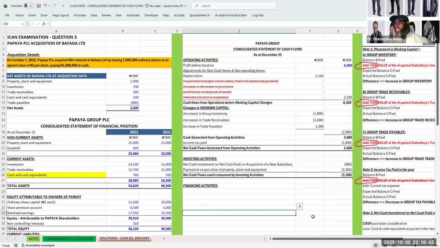Okay? Any question? Sir, please, how do we find cash paid on the purchase of subsidiary if it was not given? If it was not given, then they will give you information about the purchase consideration, such as here, they gave us number of shares and the share price. Instead of giving us cash, 1 million, they might say a cash of 80 kobo was paid for every shares acquired in the subsidiary.